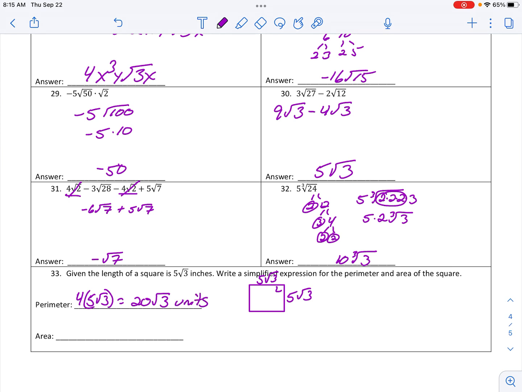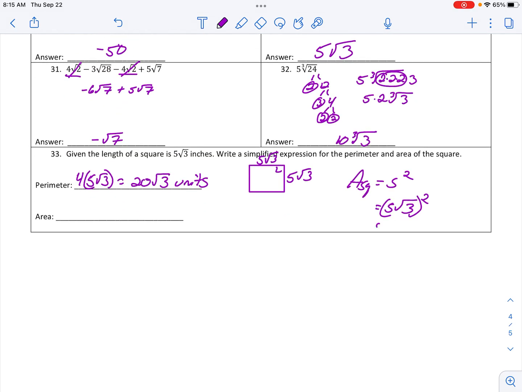Area is the side squared. So 5 root 3, you better put that in parentheses and square it. So when you take 5 root 3 squared, use your calculator, or you should be able to do it in your head. 5 times 5, root 3 times root 3, and 25 times 3 is 75 units squared.